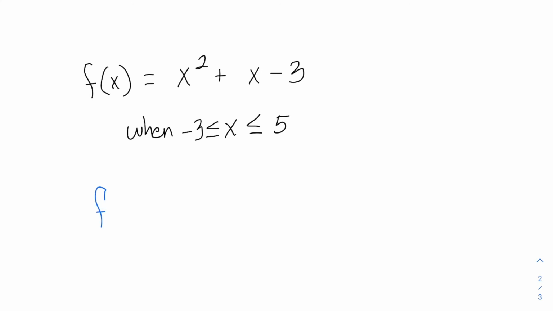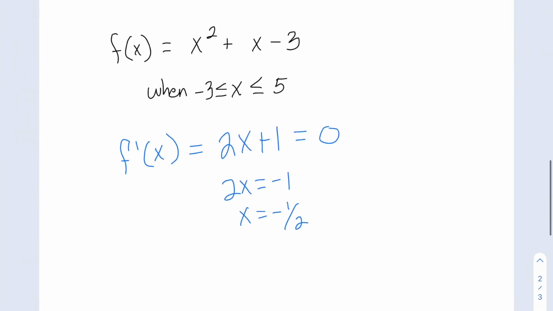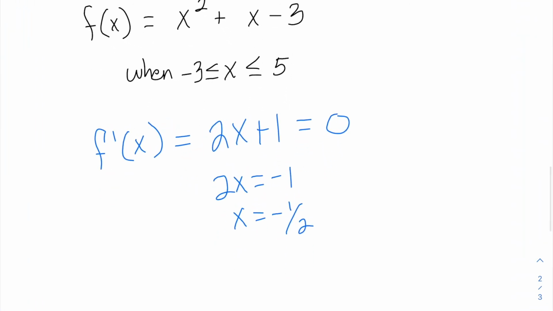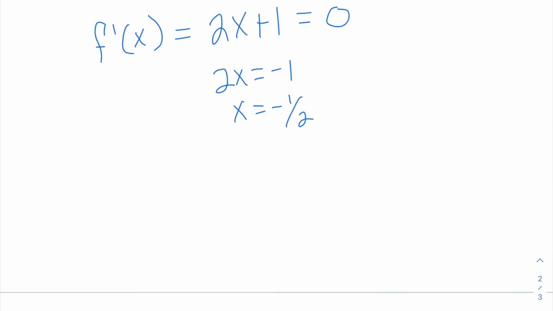So here, first let's start by taking that first derivative, and we're going to set that equal to 0. Our first derivative of this function is 2x plus 1. And when we set that equal to 0, we get 2x equals negative 1 and x equals negative 1/2. So that is going to be our critical point, x equals negative 1/2. And we don't know if that's a local max or a local minimum without graphing it. So let's see if we can test it out.